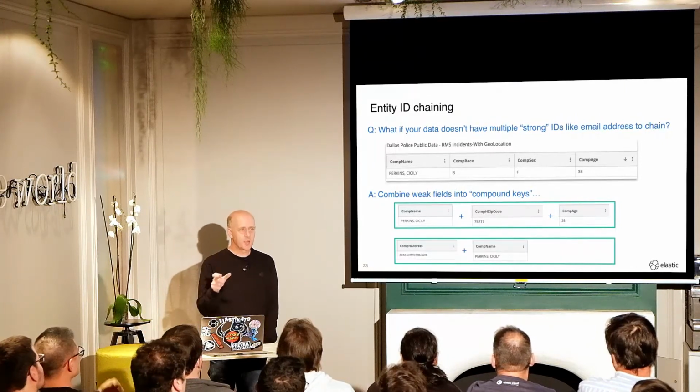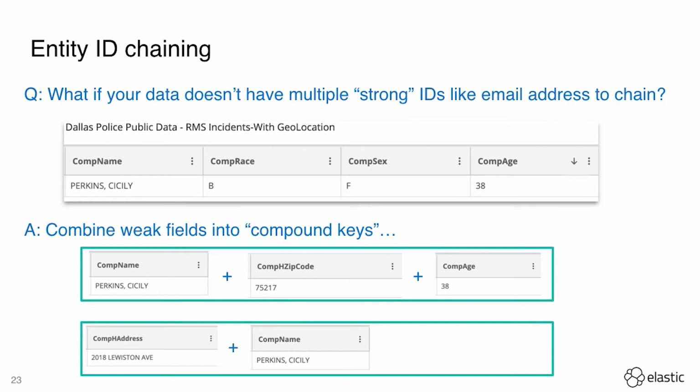If you use a different type of key, so if you combine different ingredients, a different combination of fields, you now have two keys. And when you have two different types of keys, you can do this chaining process. So in this example, we had one record, which was a crime record relating to Cicely Perkins. I think it was the victim, not the perpetrator.